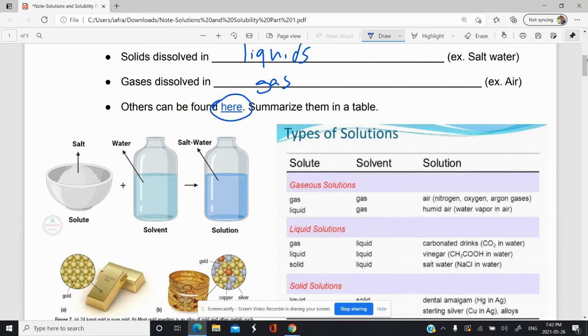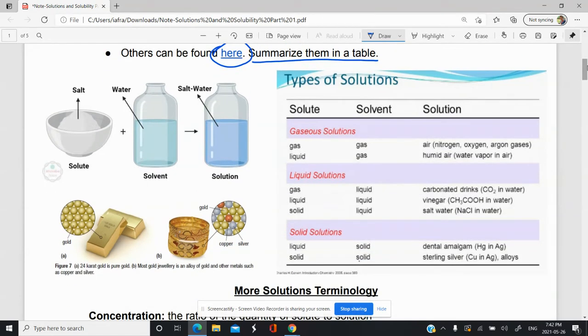And so what I want you to do is just click on that link and summarize that table, as I mentioned in the previous lesson. There's a great summary over here of the different types of solutions in this table.